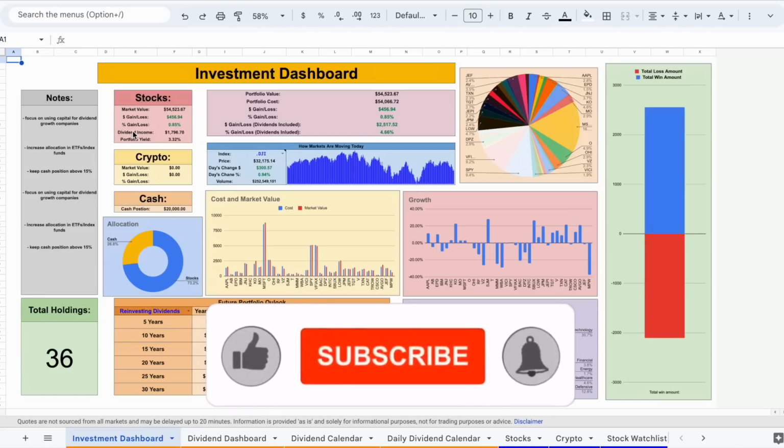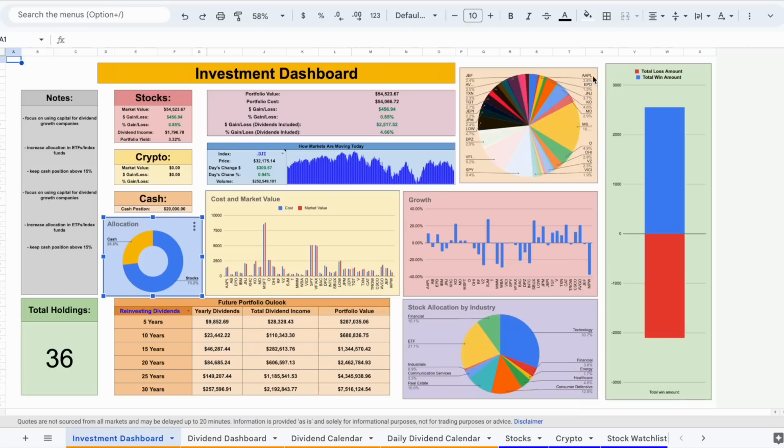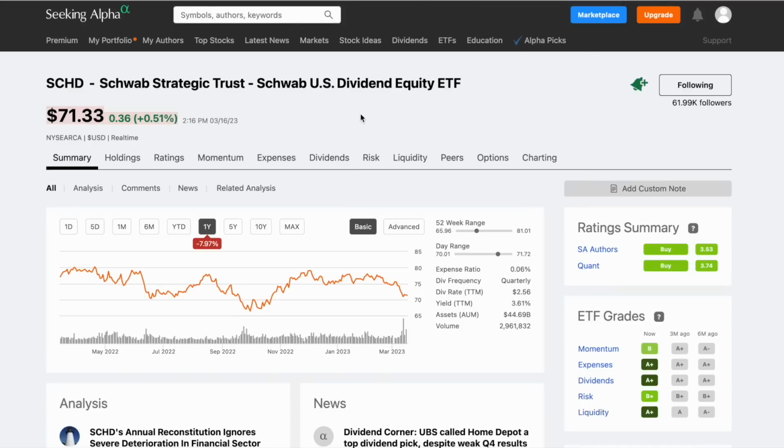But because I made that move, I had a lot more cash on hand. And this week I put some of that cash to use. So without further ado, let's go ahead and jump into it. I bought a fund that I've been talking about on the channel for a while now, and that is SCHD, the Schwab US Dividend Equity ETF.